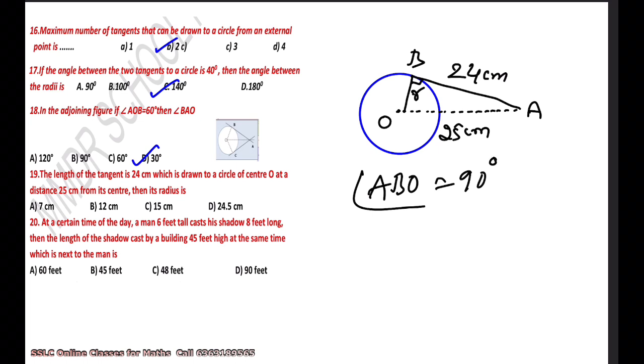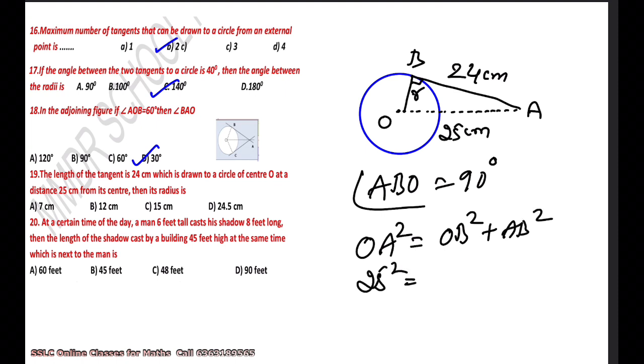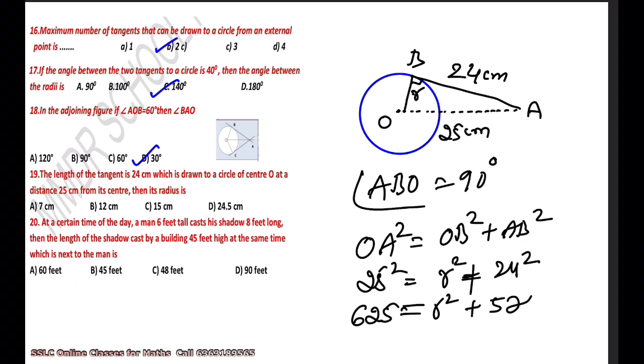90 degrees. So if we apply the Pythagoras theorem, OA square is equal to OB square plus AB square. OA square is 25 square, equal to OB, the radius, and AB is 24 square. 25 square is 625, equal to R square plus 576. 625 minus 576, so R square equals 49, so R is 7. So the answer is going to be A, 7 centimeters. Only the Pythagoras theorem we need to apply here.